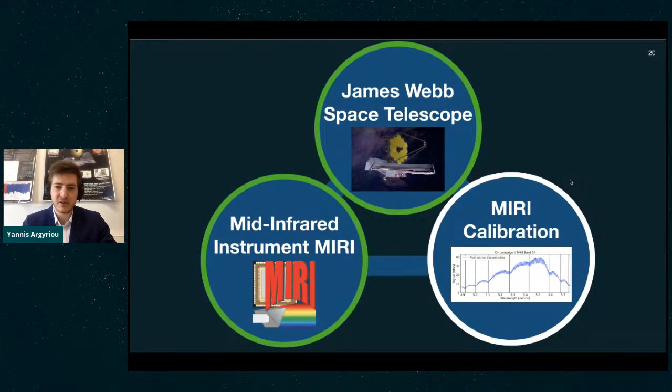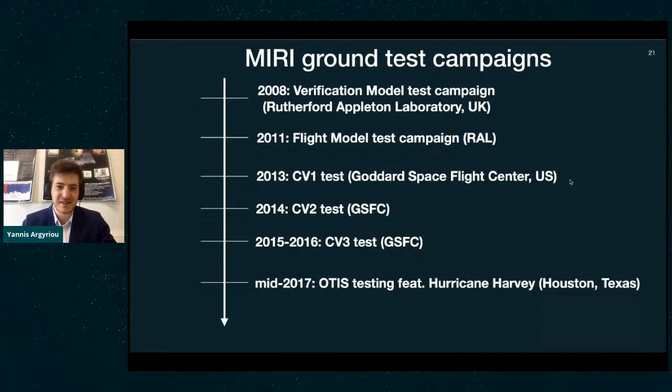This is an important aspect of MIRI and other infrared instruments in general. Now I'll talk about my work on MIRI calibration, but first I need to clarify that calibration work on MIRI did not start with my PhD by any means. It actually started in 2008, when the verification model of MIRI was tested at the Rutherford Appleton Laboratory in the UK. Since then, we have had multiple test campaigns to characterize MIRI. This work is based on a lot of effort of a lot of people through the years, and so this needed to be clearly stated.